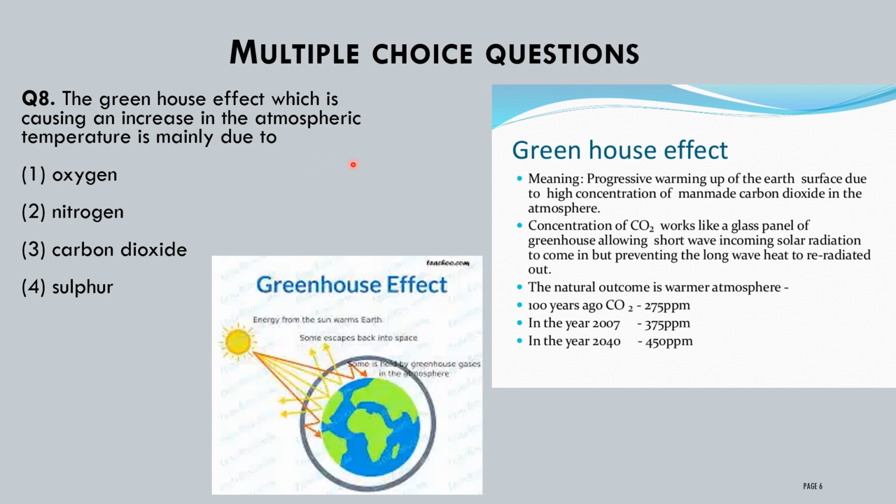Let us discuss in detail what is meant by the greenhouse effect. It is the progressive warming up of Earth's surface due to a high concentration of man-made carbon dioxide in the atmosphere. When the percentage of carbon dioxide in the atmosphere increases, it causes an increase in the temperature of the Earth's atmosphere. This process we call the greenhouse effect.